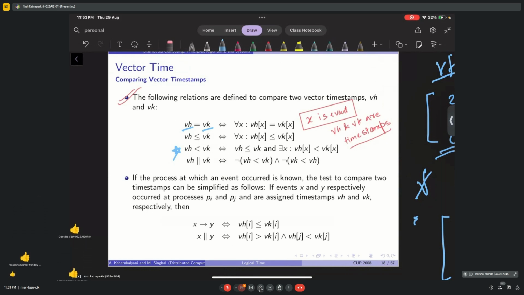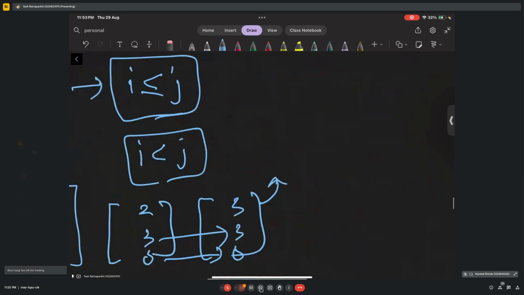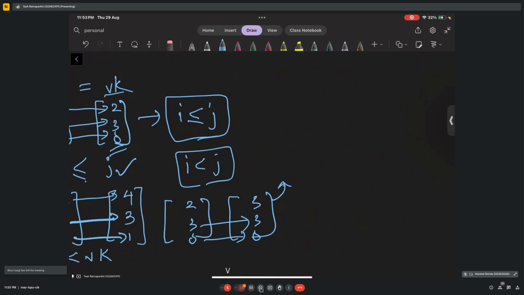And VH is concurrent to VK. It says neither of these is related to the other. Meaning, let me think how to give an example for it. I should write something. So, okay.